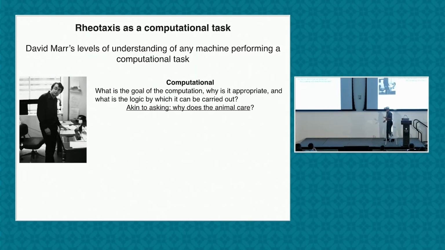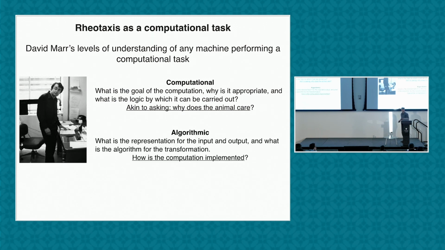Again, the problem is essentially a computational problem. And the way we address it, in part, is by using David Marr's levels of understanding of a computational problem. One is the actual computational problem. So what is the goal of the computation? In a sense, it is asking the animal, why do you care? Why do you do this? This is one level. The second level is the algorithmic.